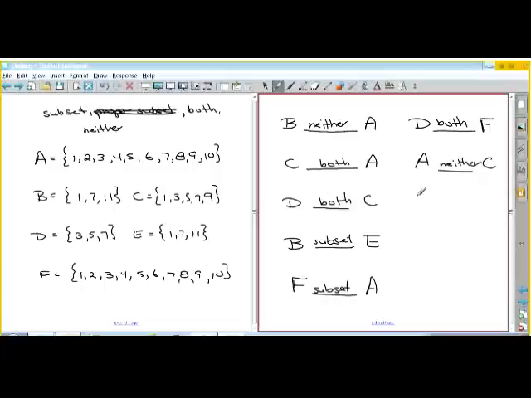Let's see if there's anything else I can point out. Anyway, so that's how the problem works. If it's not a subset, then it's neither a subset nor a proper subset. If it is a subset, but it's not identical to the other set, then it's both a subset and a proper subset. The only time that it's just a subset is when one is a subset of the other and they're also identical, equal to each other. Then it can only be a subset. It cannot be a proper subset.